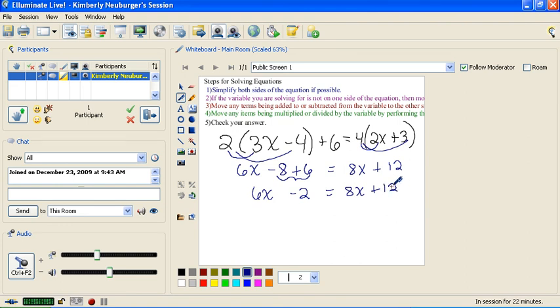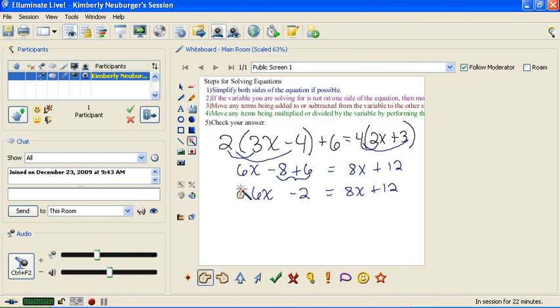That is our step number 1, and notice that what we have now looks very similar to the type of problem we had in the last problem we did, because we have a variable on both sides. And step number 2 up here is to get the variables on one side of the equation. So we're going to go ahead, and since I prefer to have things on the left-hand side, we're going to take and move the 8x to the other side.